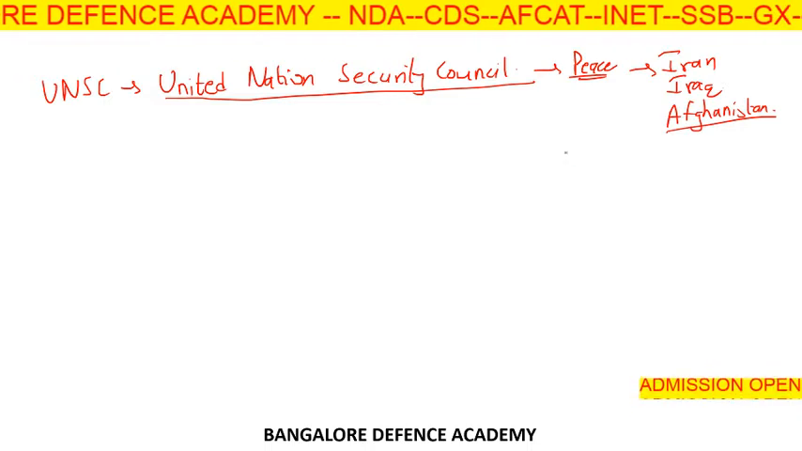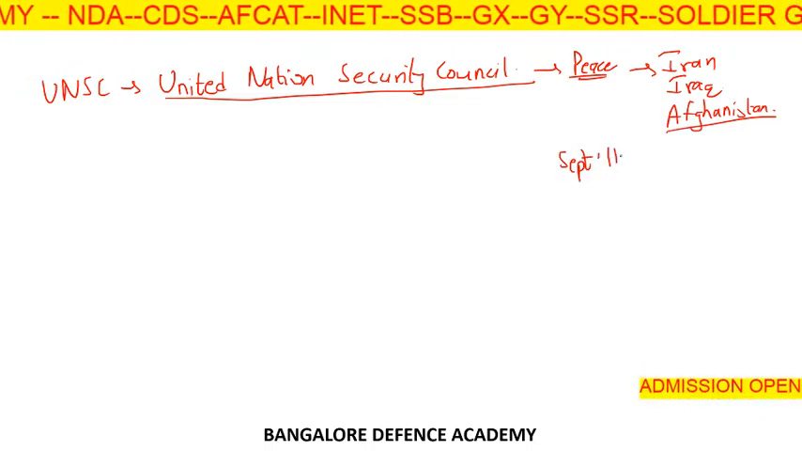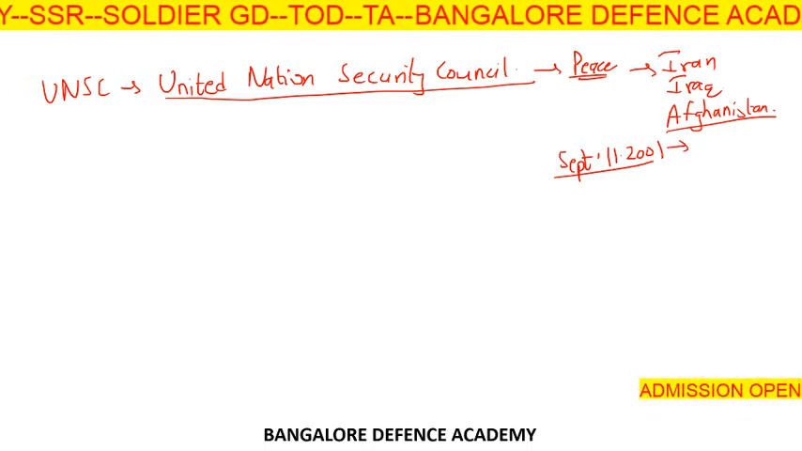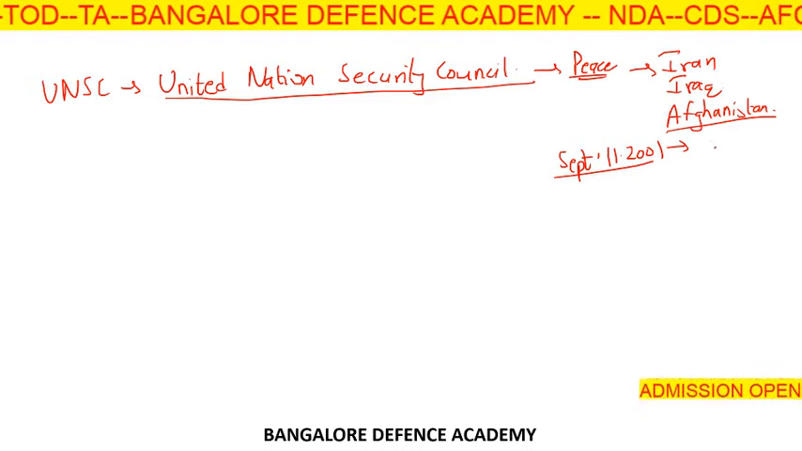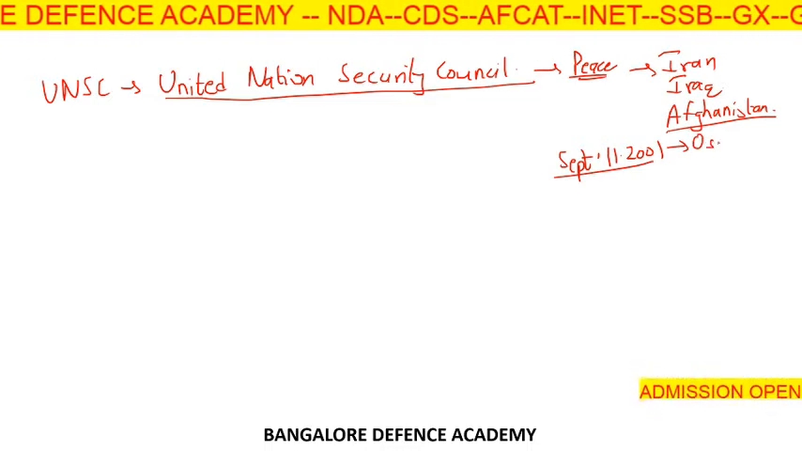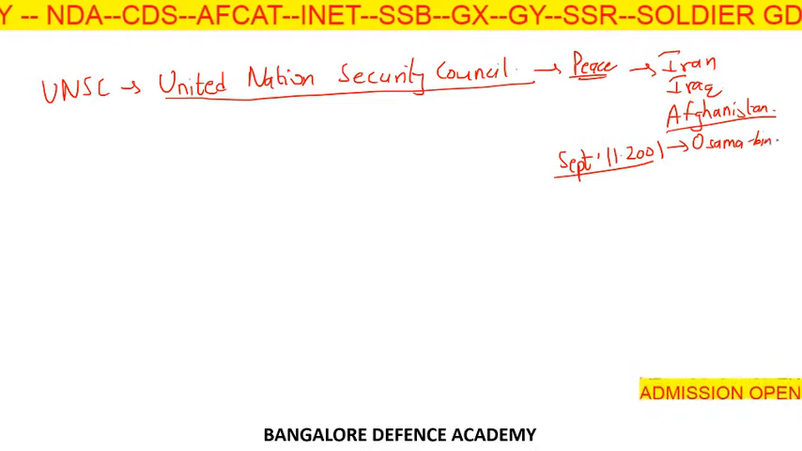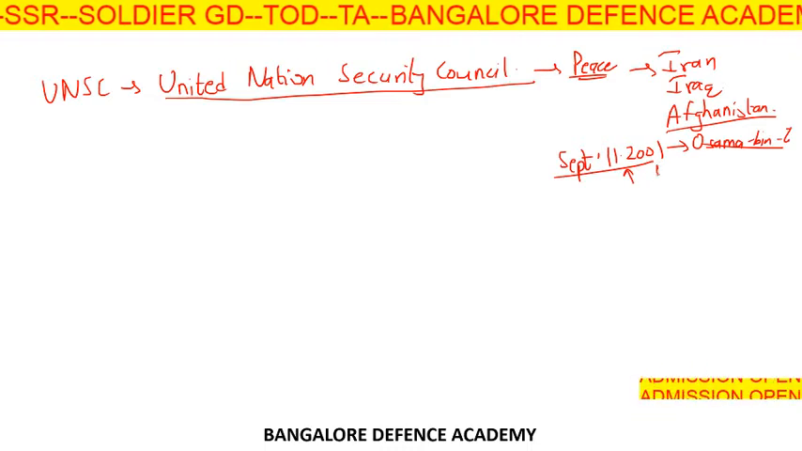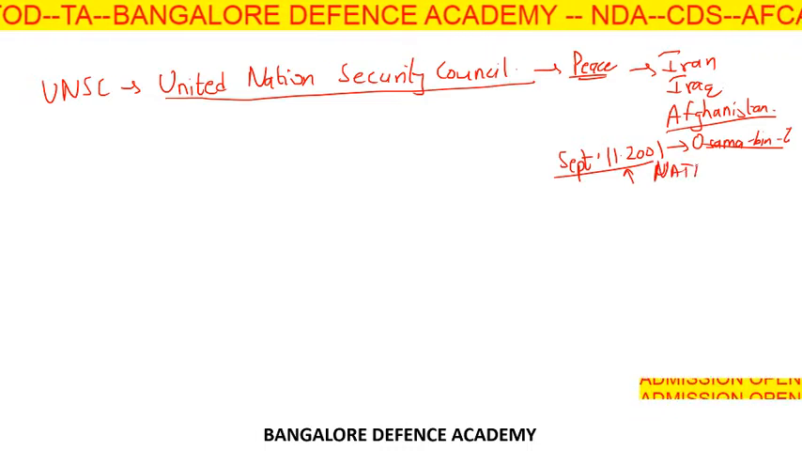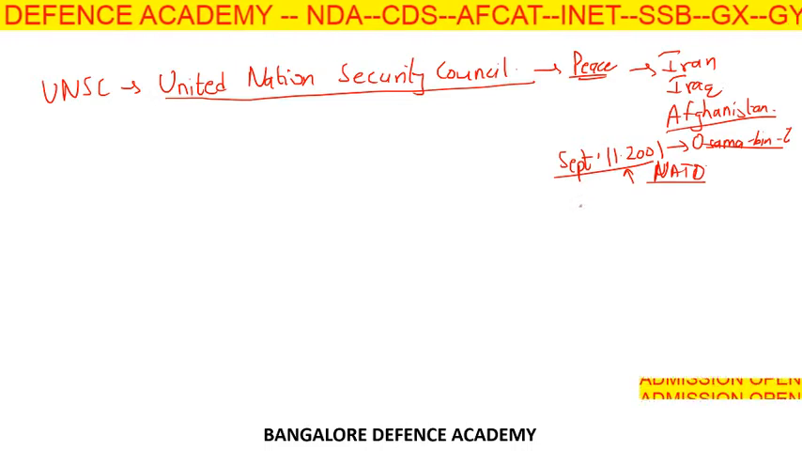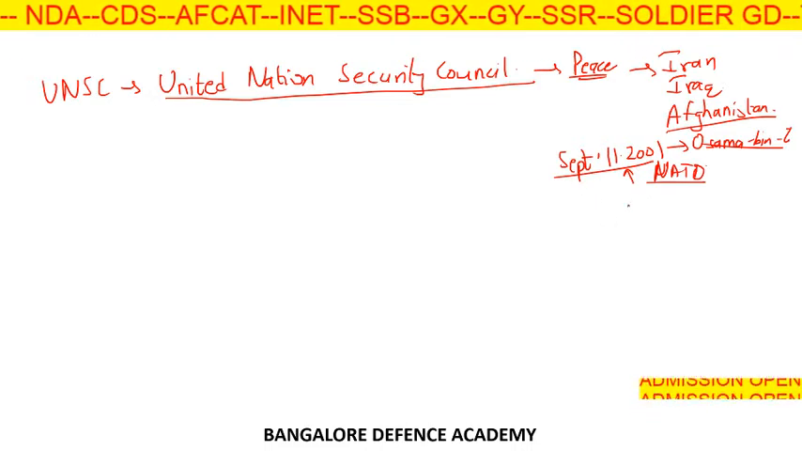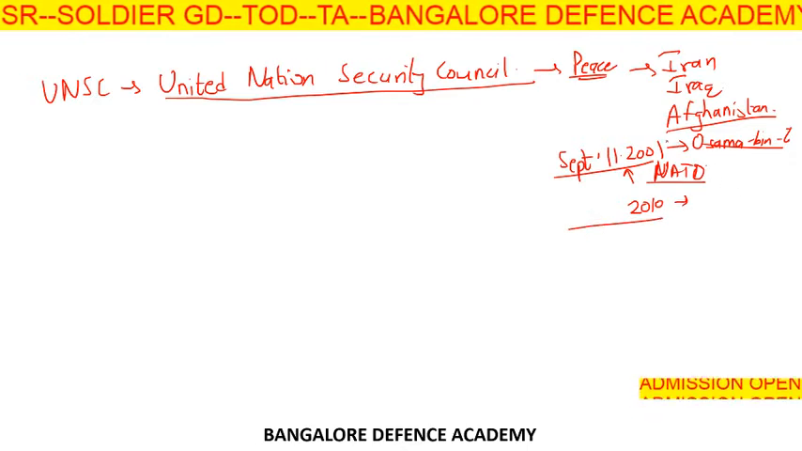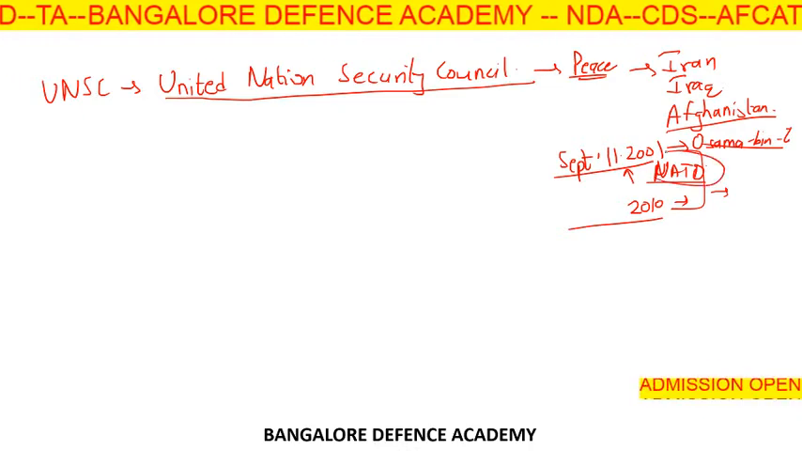When you see this, you have to keep in mind September 11, 2001. The Taliban, that is Al Qaeda, Osama bin Laden attacked the World Trade Center. So, in order to avenge this action, American forces, NATO forces invaded Afghanistan, and for near about a decade, or 10 years, they were in Afghanistan, and many people perished. So, till 2010, what happened? There was an attack carried out by NATO forces.